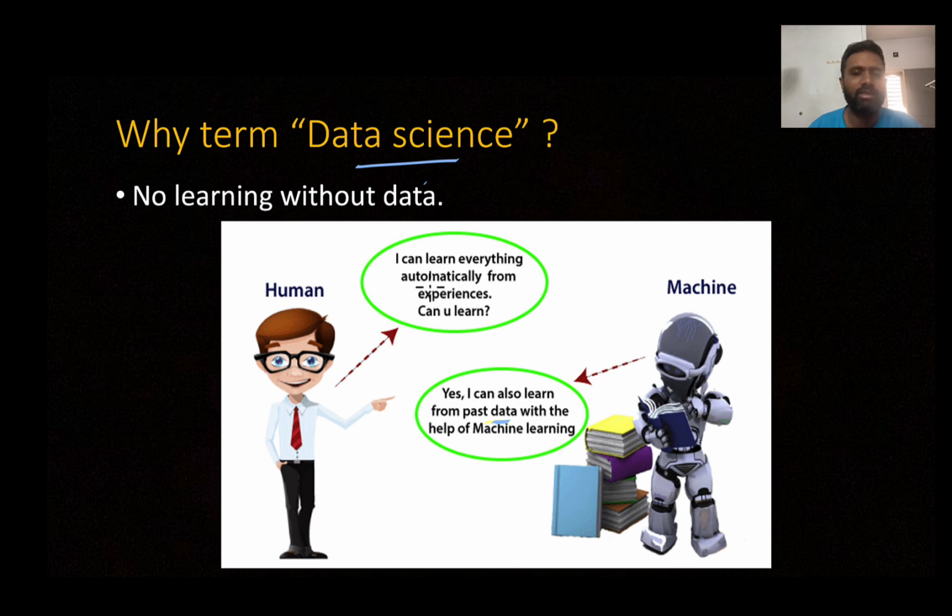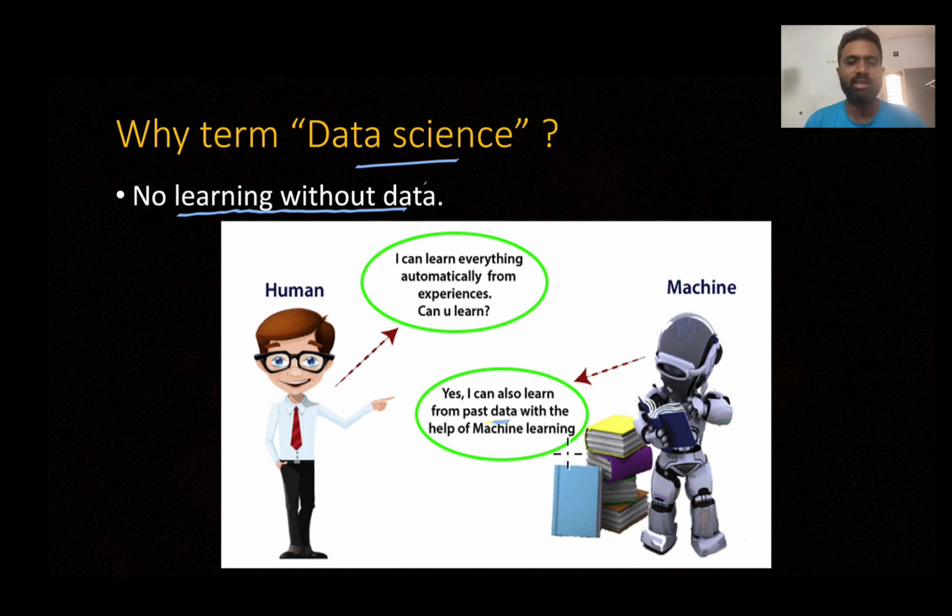So there is data. Certain past data is always coming into play when a human is performing a certain task, and that's how we will also make a machine learn to perform a certain task through past data. That's why the term data science is very important, and there is no learning without data. So that's why this term data science.